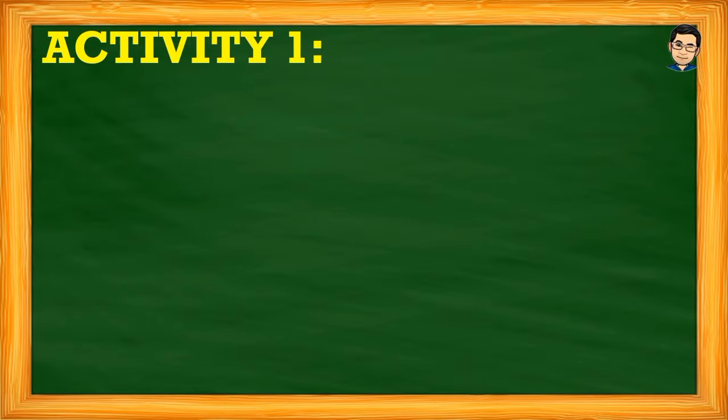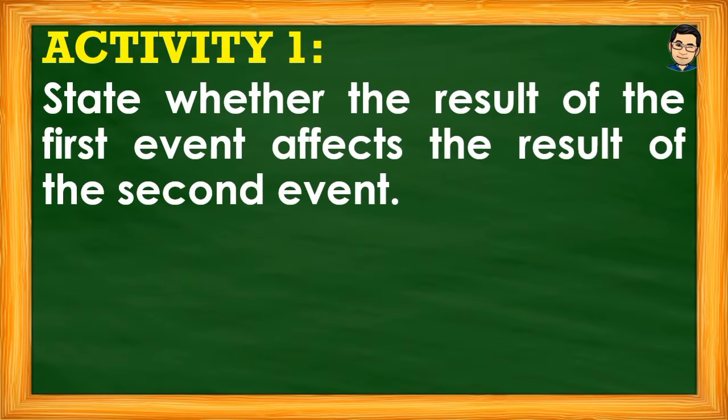So before we proceed to our main discussion, let us have a short activity. So the instruction of the activity is to state whether the result of the first event affects the result of the second event. Okay, so merong dalawang events na nakalagay dyan. And then, we will just classify whether yung resulta ng unang event ay makakaapekto doon sa resulta ng pangalawang event or hindi.